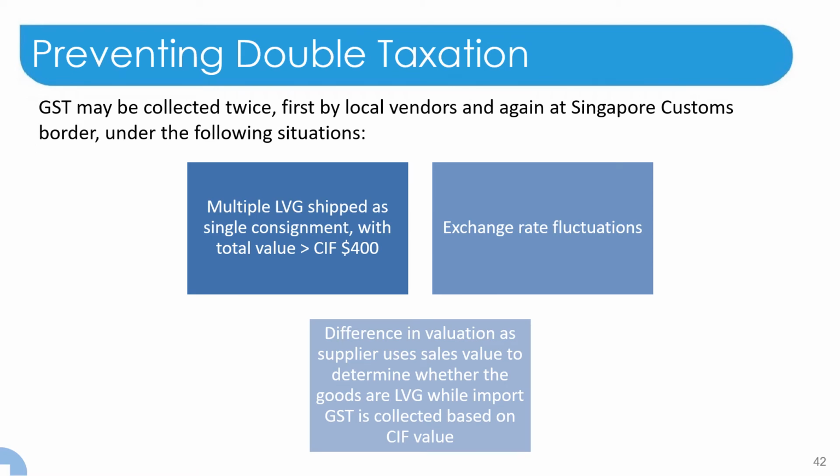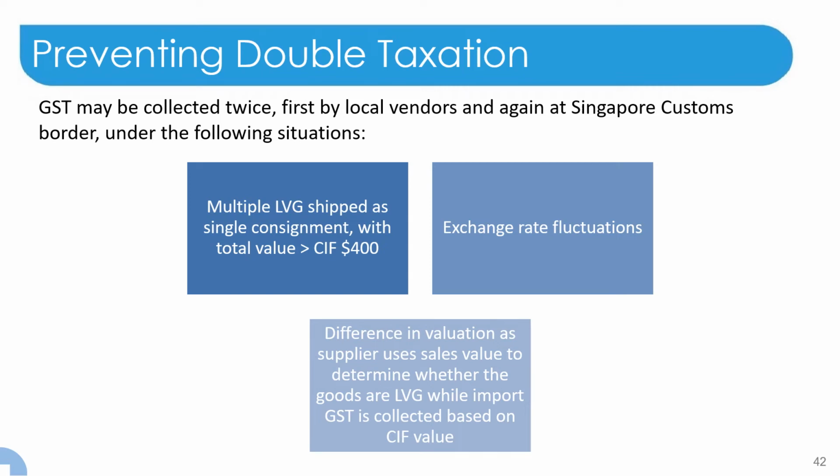If the relevant information is not presented upon importation, double taxation might occur. GST may be collected twice, first by local vendors and again at Singapore Customs border under the following situations. Firstly, multiple LPG shipped as a single consignment could result in the total CIF value to be above $400, which means that the GST will be collected again at customs borders since the CIF value is above $400.